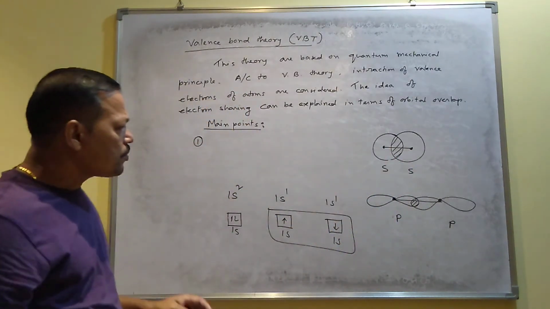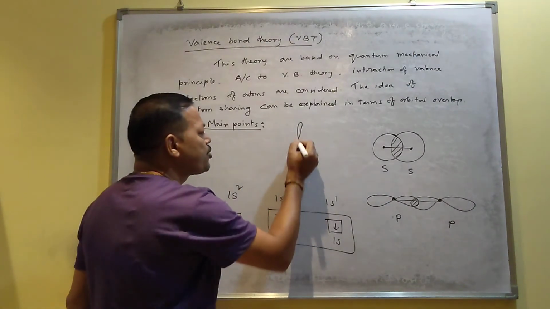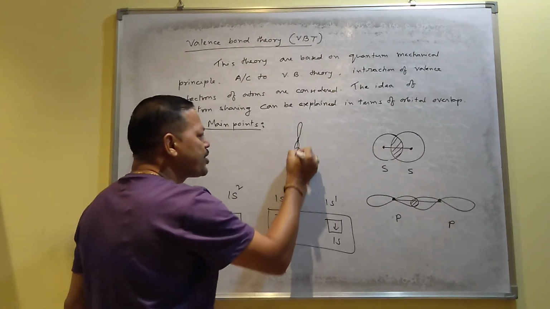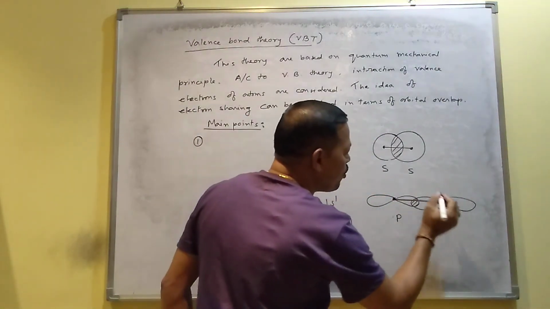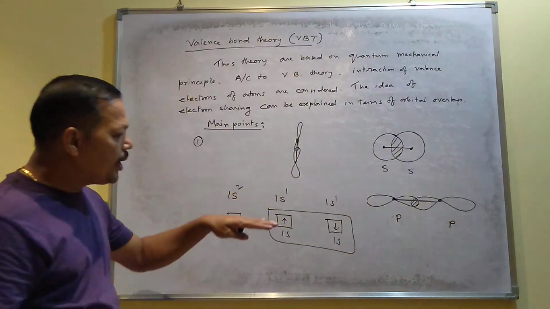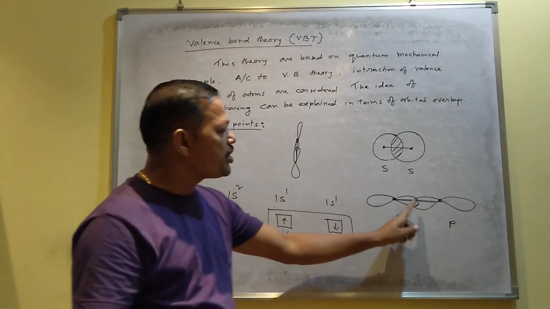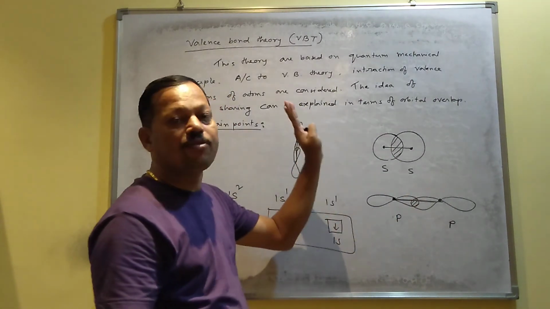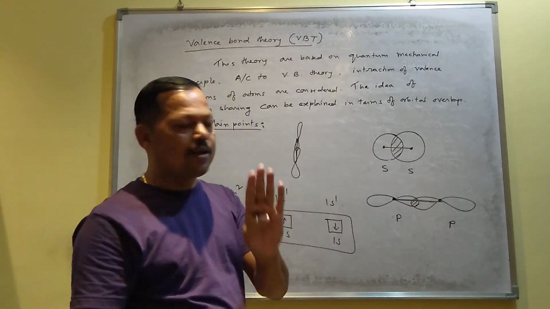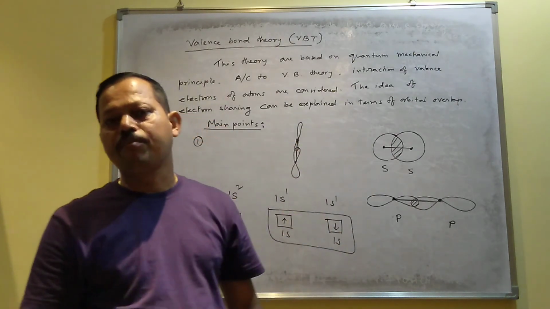Fourth point, the direction of the bond. If you overlap this way, then the direction of the bond will be like this. If you overlap this way, the direction of the bond will be like this. I mean, a covalent bond is formed in the same direction in which the bonding electrons reside. So these are the main points of valence bond theory. I have said 4 points. These 4 points are the main points of valence bond theory.